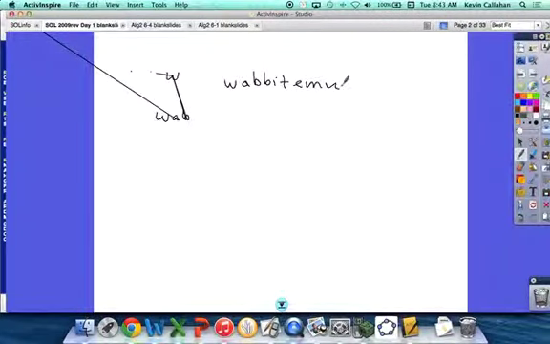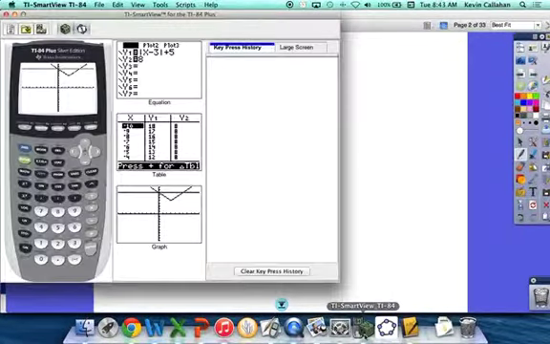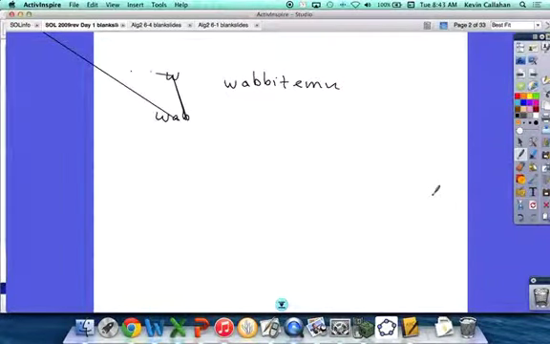Wabbit EMU. I've only recently gotten a cell phone, so I don't understand half this stuff. But I guess if you go to the Play Store and search for Wabbit EMU. EMU stands for emulator. It's not the calculator. It emulates the calculator. So that Wabbit EMU is a calculator emulator. So if you are interested in that, leave it at that.